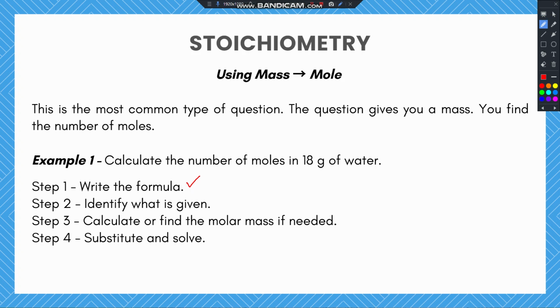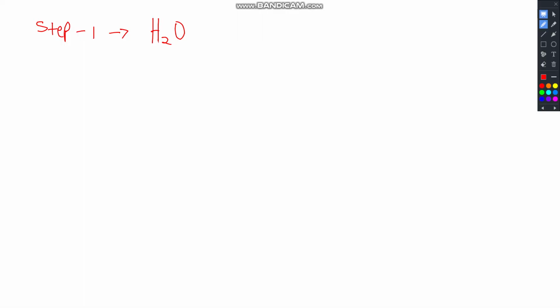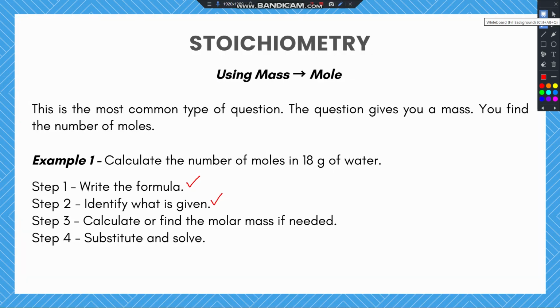What does step number two say? Step number two says identify what is given. We are asked to calculate the number of moles in 18 grams of water. Identify what is given. We have 18 grams of water.